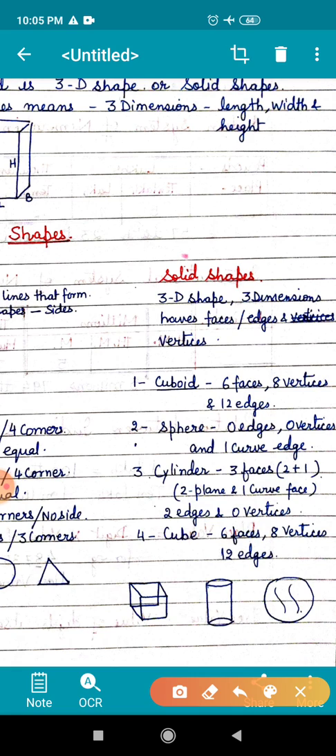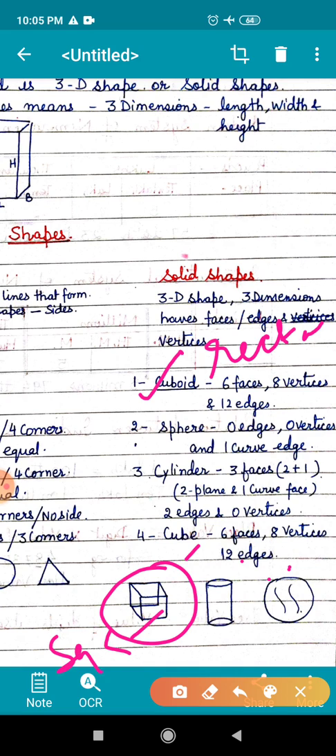Now next is cube. Cube is also 3D shape. It has 6 faces, 8 vertices and 12 edges like cuboid. But the major difference between cuboid and cube is cuboid has rectangular faces and cube has a square face. Correct? And example of cube are ice cubes, dice, etc.